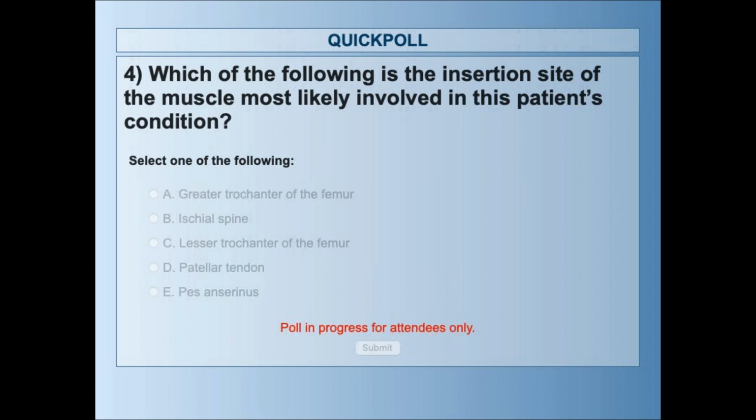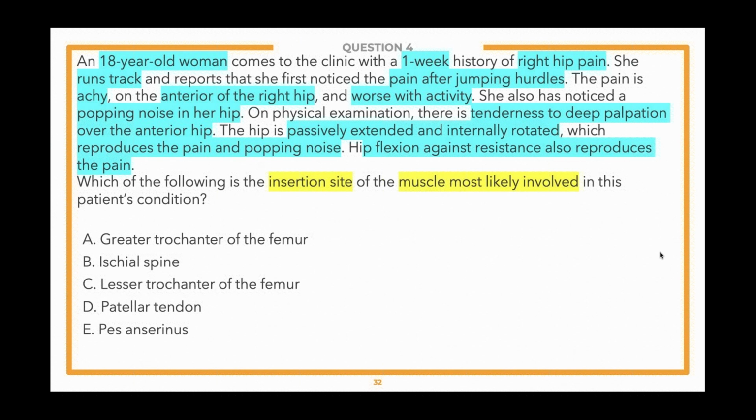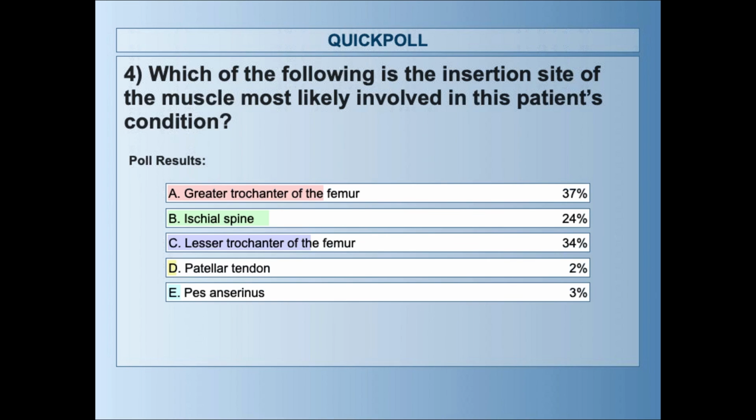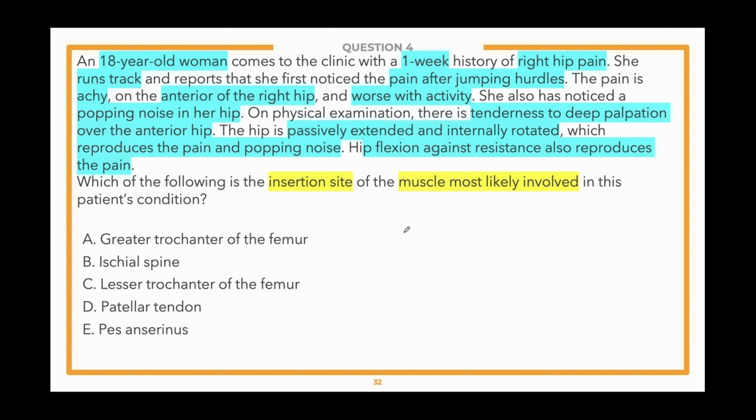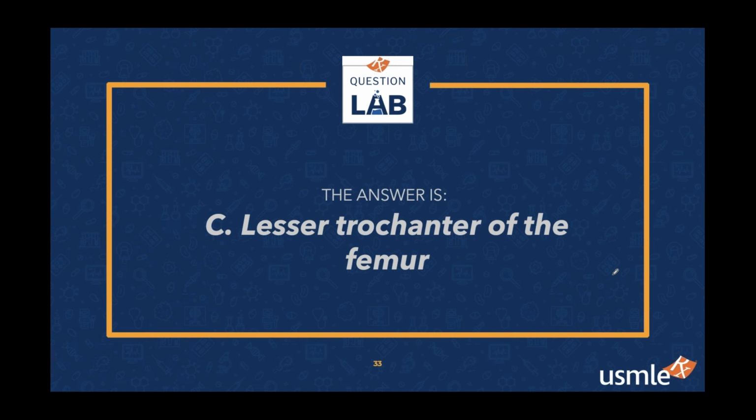All righty, let's take a look and see what you selected. 37% of you selected greater trochanter of the femur, and 34% of you selected lesser trochanter of the femur. So let's take a look and see what the correct answer is. And the correct answer is C, lesser trochanter of the femur, and that was selected by 34% of you. So let's hand it off to Boris so we can make sure we nail it on test day. Boris.